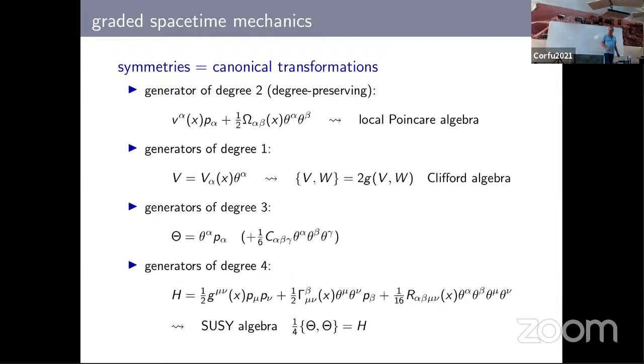Now here's something interesting happens. The most general generator would have arbitrary coefficients G, gamma, and R. But if these things are what the letters usually mean to you, then they close into a supersymmetry algebra for generators of degree three. So it's kind of intriguing. It's another way of introducing the connection and the curvature here. Using the Hamiltonian, writing down the canonical equations of motion, you get the geodesic equation. And using the other ingredients, you can write down gravity actions.